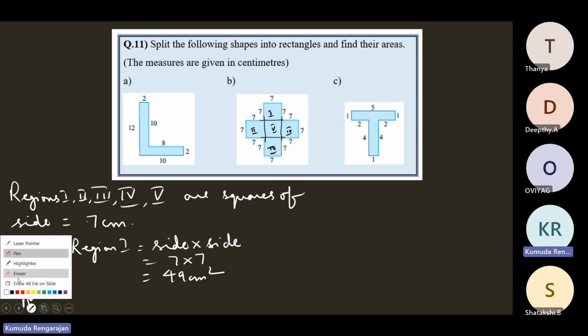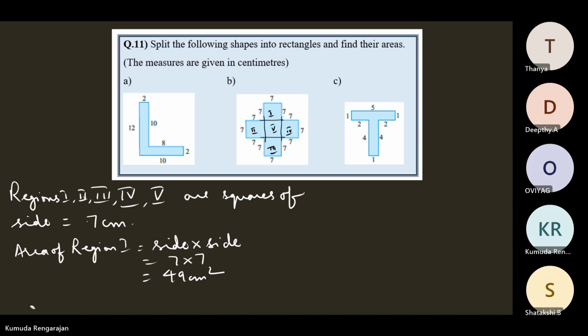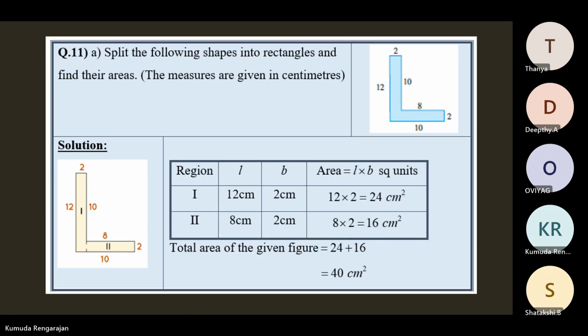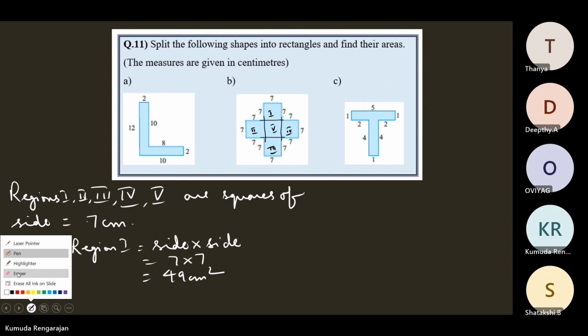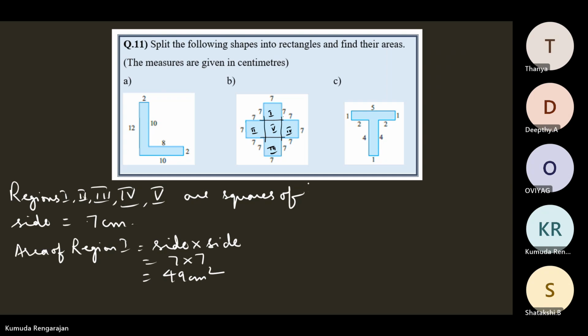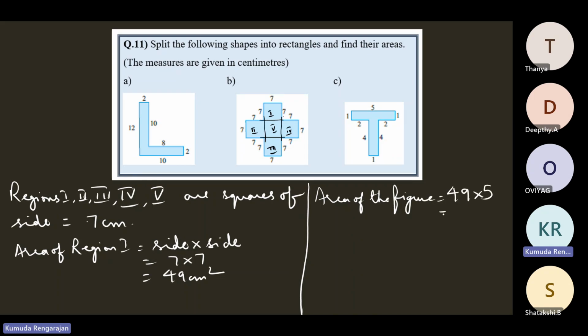So area of the figure is equal to, as Ovia said, 49 into 5. What is 49 into 5, Ovia? Ma'am, 245 centimeters square, ma'am.